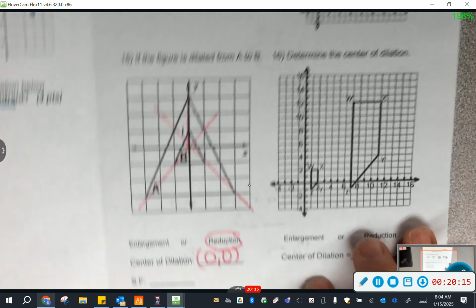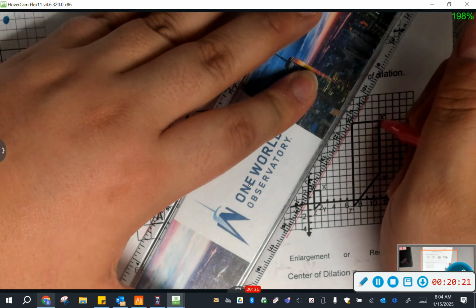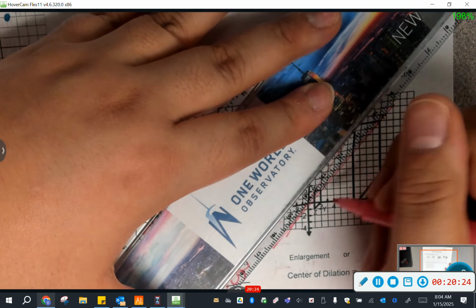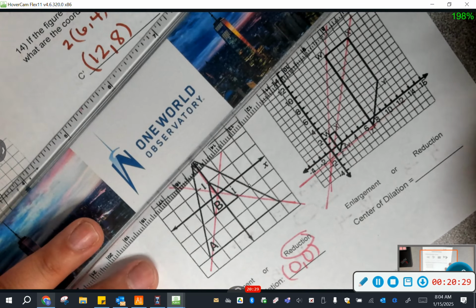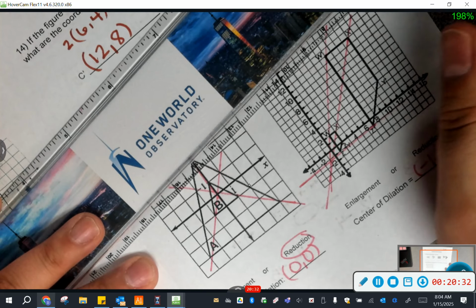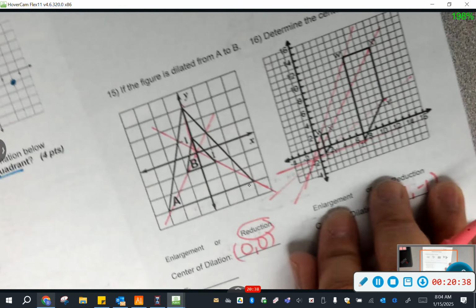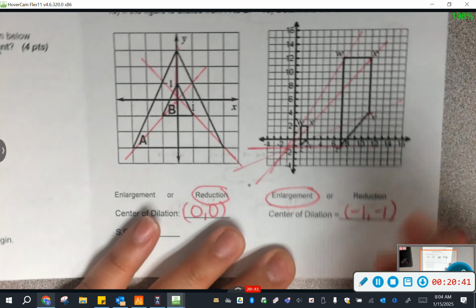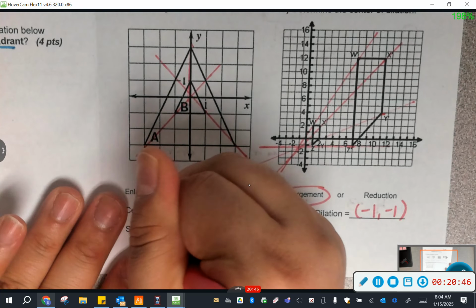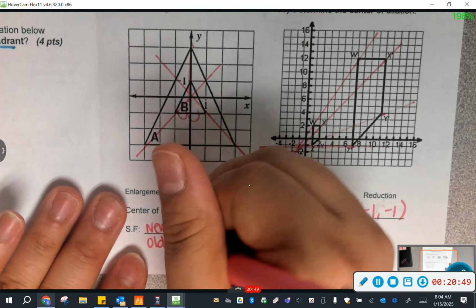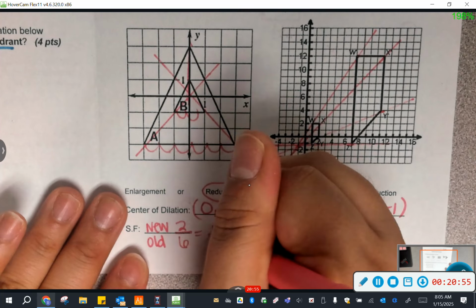On this one right here, same thing. Connect your W's together. Connect your X's together. Your Y's and your Z's. Where do these all cross? -1, -1. I would say it's about -1, -1. And then is this a reduction or enlargement? Enlargement. By the way, scale factor here is new over old. My new is B. 2 over 6, which is 1/3.